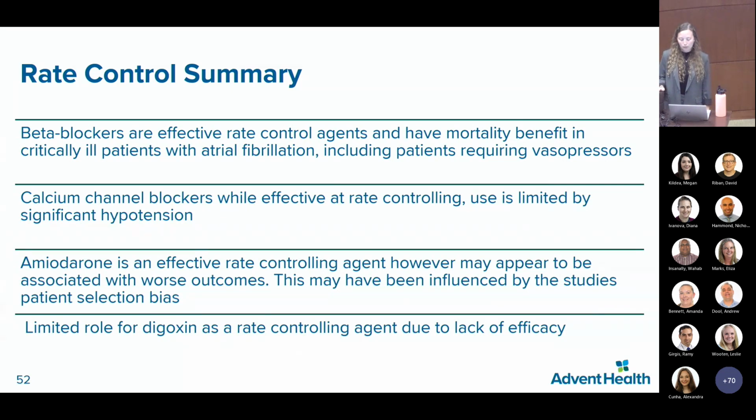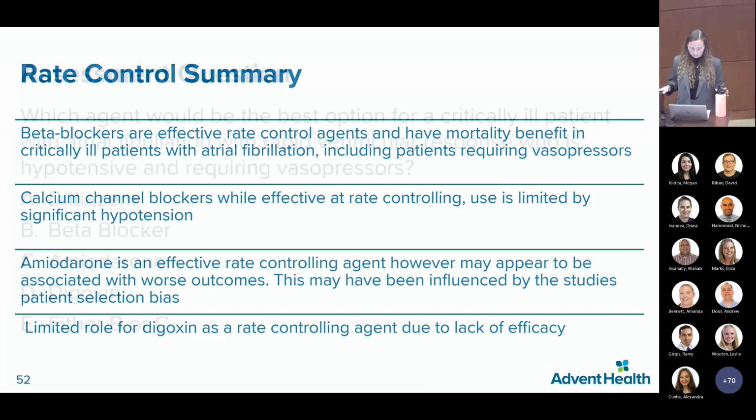Amiodarone has been shown to have similar effectiveness, while in the retrospective studies, amiodarone trended towards having worse outcomes. But it's important to note that treatment was left up to providers, and patient-specific factors such as hemodynamics may have influenced their decision to use amiodarone. Unfortunately, these unknown factors may have affected our current retrospective literature that we have available. Digoxin was shown to be less effective for rate control compared to the other agents, and this may be due to an increase in sympathetic drive that is seen in our critically ill patients.